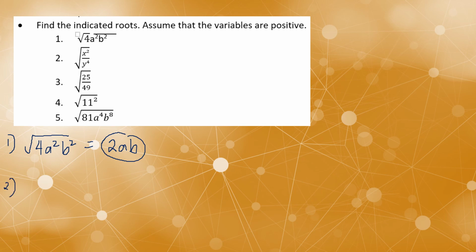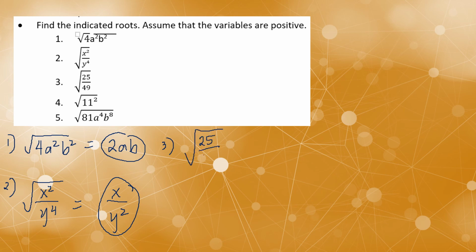Next, the square root of x squared over y raised to the fourth power. This is now equal to x over y squared. So you extract the square root of the numerator and the denominator. The square root of x squared is x. The square root of y raised to the fourth power is y raised to the second power. Number 3. The square root of 25 over 49. So the square root of 25 is 5. The square root of 49 is 7. So we have 5 over 7.